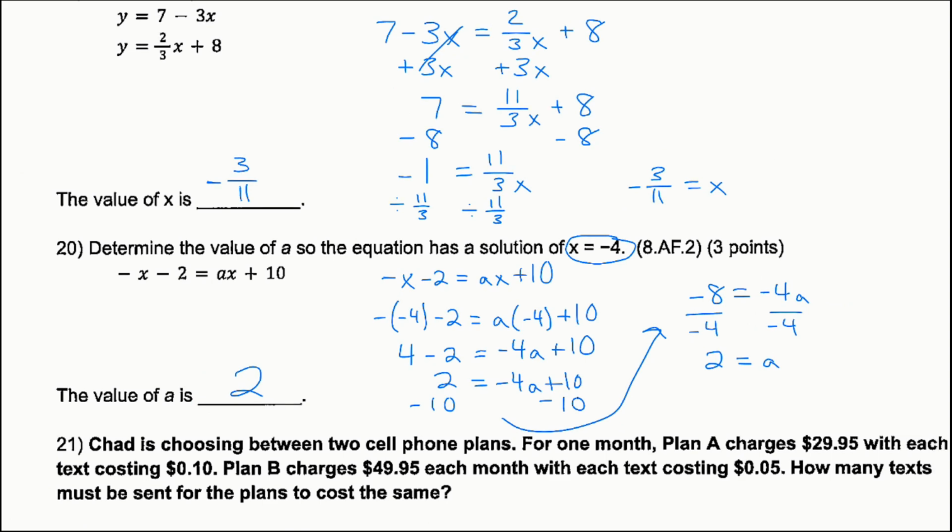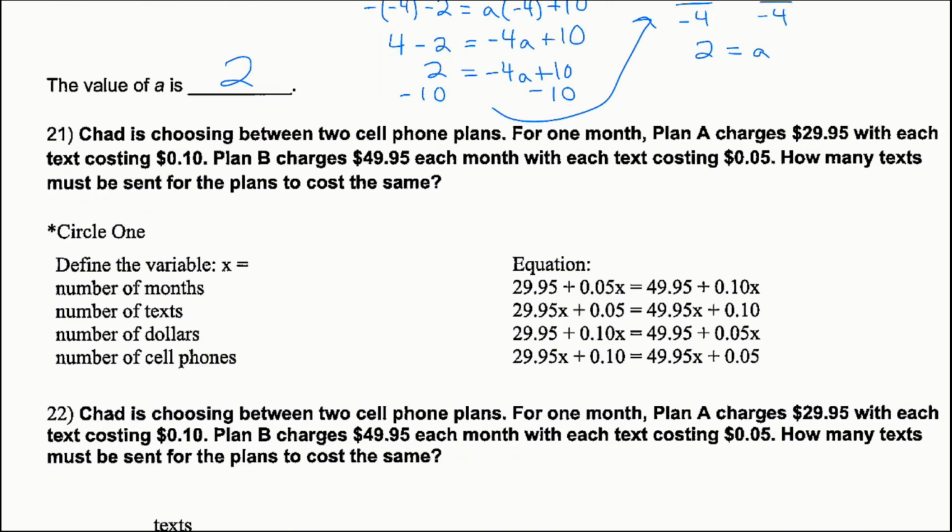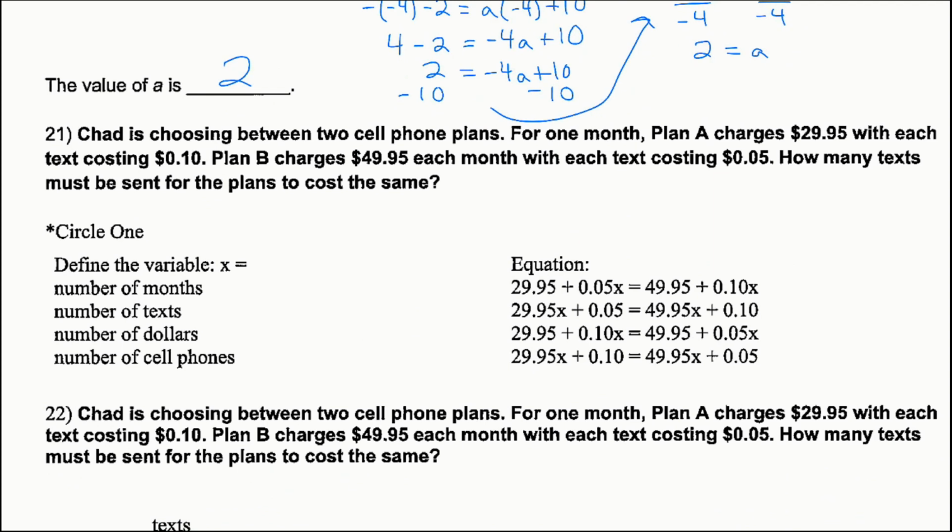This next one is 21. Chad is choosing between two cell phone plans. For 1 month, plan A charges $29.95, with each text costing 10 cents. Plan B charges $49.95 each month, with each text costing 5 cents. How many texts must be sent for the plans to cost the same?